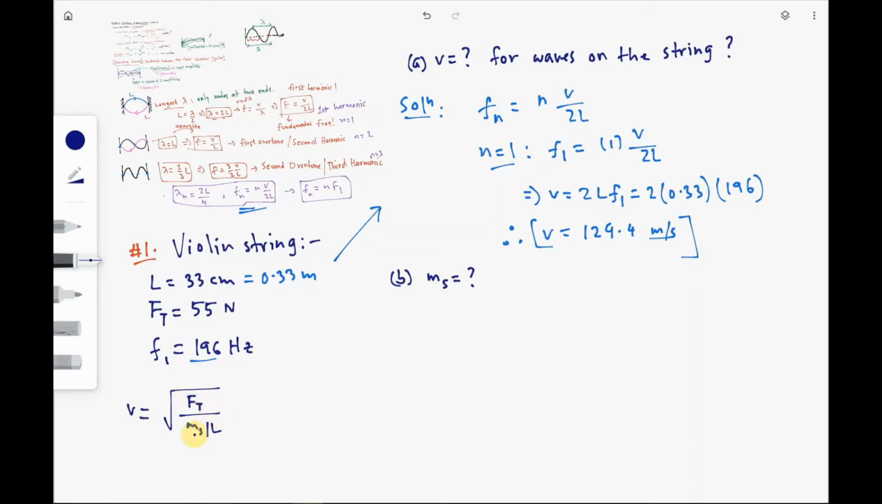We found the speed in the previous part. We want to find the mass of the string. We know the length, we know the tension force, right? So we just plug everything in. In here, the velocity is 129.4, that is equal to the square root of the force of tension, which is 55 newtons, over the mass of the string over the length of the string, which is 0.33.